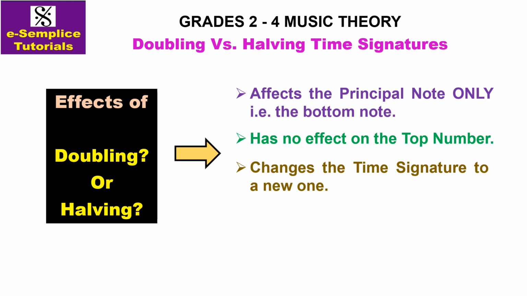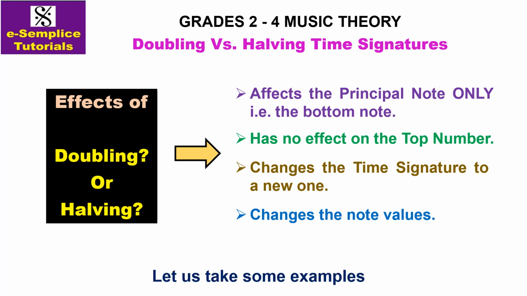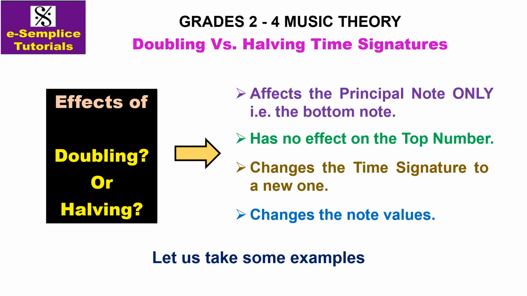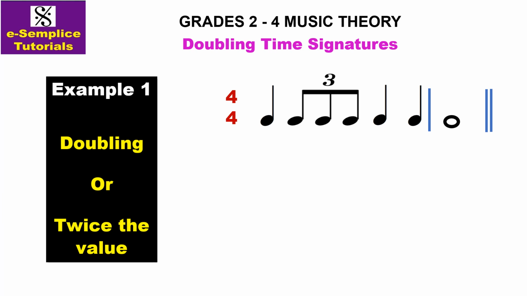The process of doubling or halving changes the time signature to a new one, and then it changes the note values. Let us take some real examples now. This is example 1. Let's consider the doubling process, or twice the value.